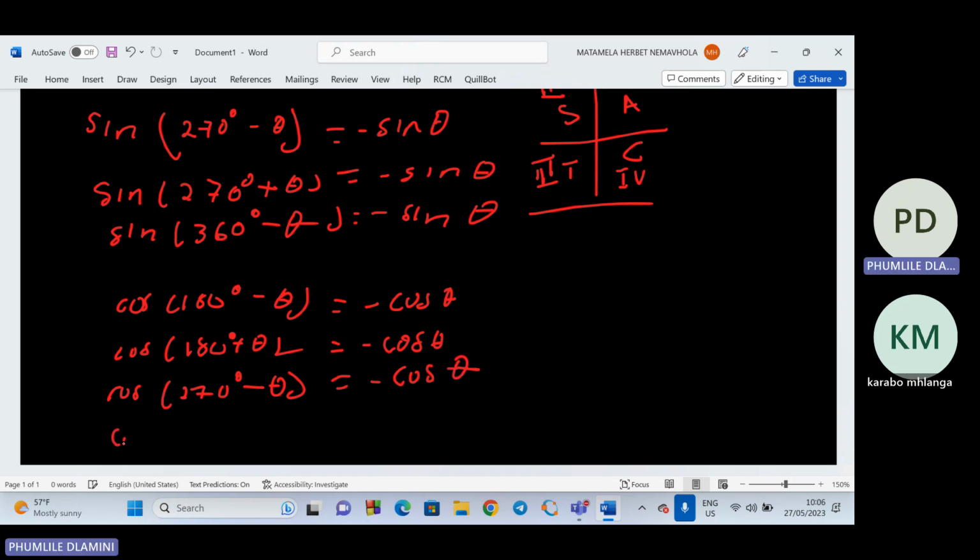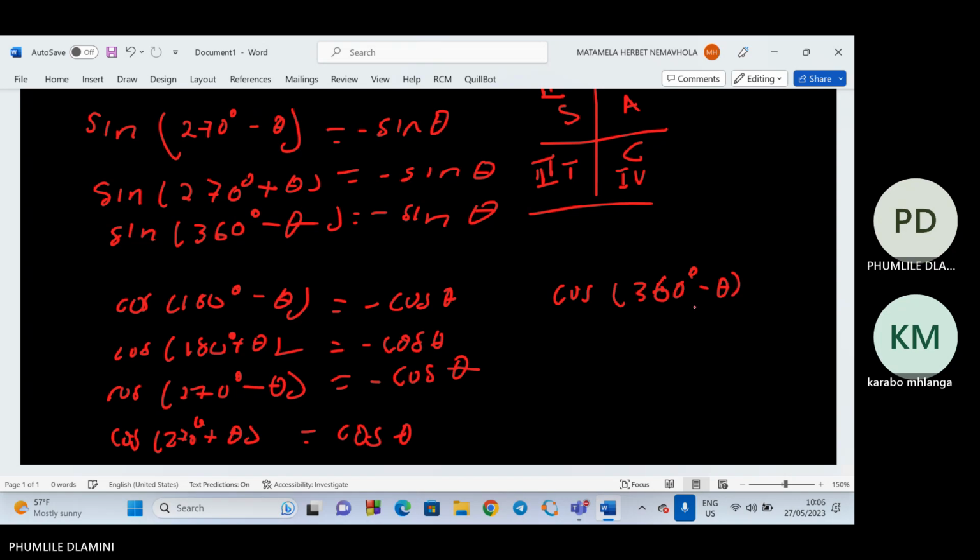And cos of 270 degrees plus theta is in the fourth quadrant. In the fourth quadrant, that's when cos is positive. Which means we're going to have a positive cos theta. You see? And also, if I say cos of 360 degrees minus theta, this is in the fourth quadrant, and in the fourth quadrant, cos is positive. It's going to be cos of theta.